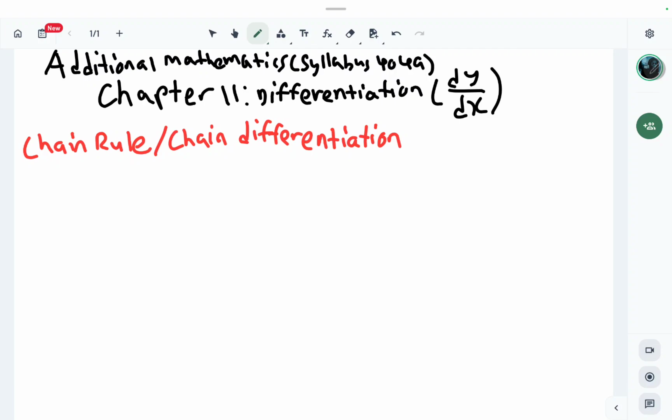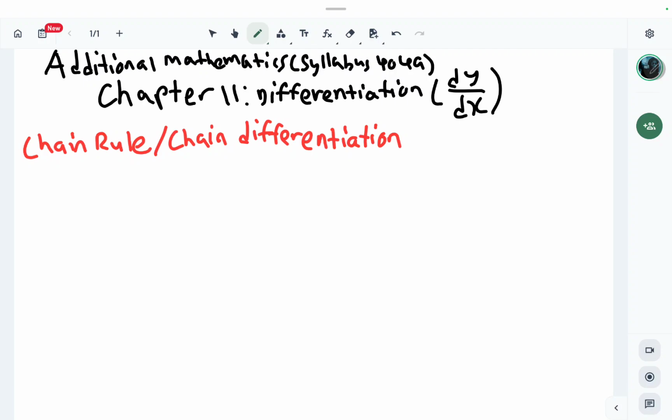Alright, so let me ask you a question. What comes to your mind when you hear the word chain rule or chain differentiation? You think that something is chained together, right? I mean, that is what I think when I first hear the word chain rule or chain differentiation. I'll think that it's like stick together or something.